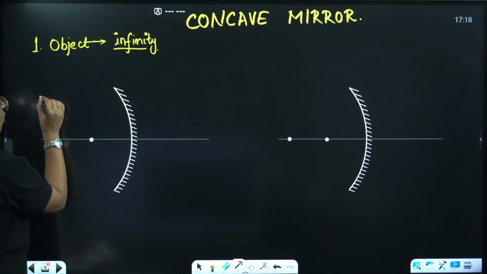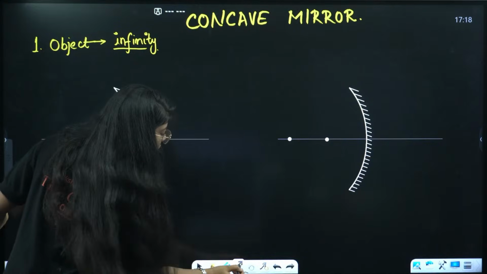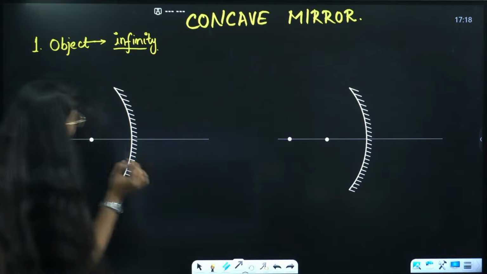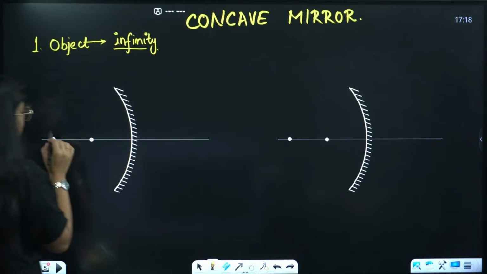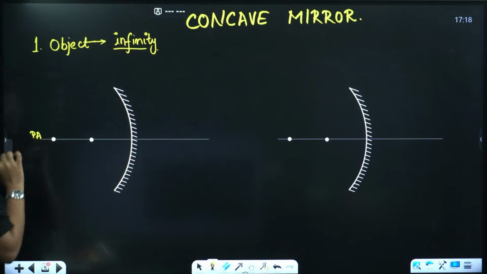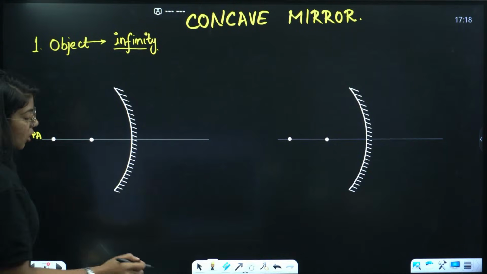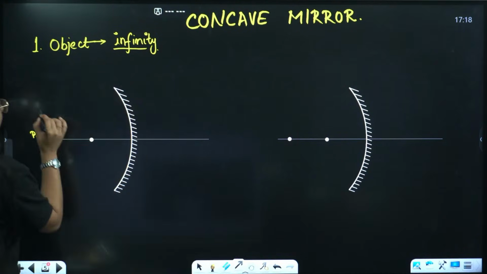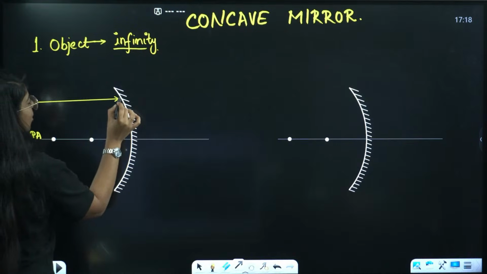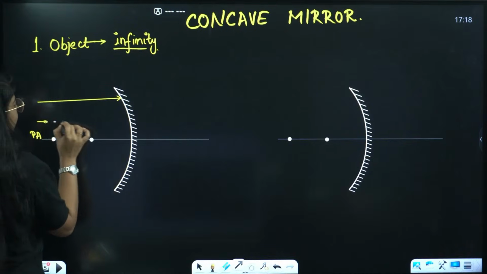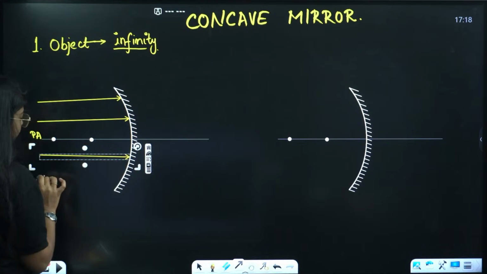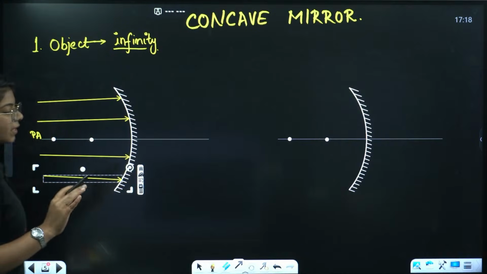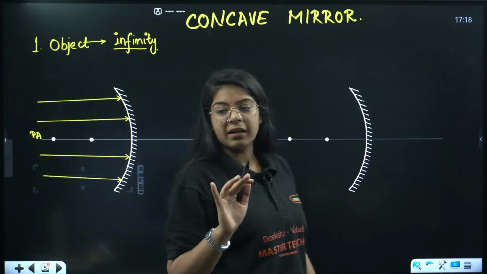So we'll make all the rays parallel to the principal axis. Now this is my principal axis. So let's make parallel rays. But because my object is at infinity, this is good, right? Till here everything is perfect. You can make parallel rays.